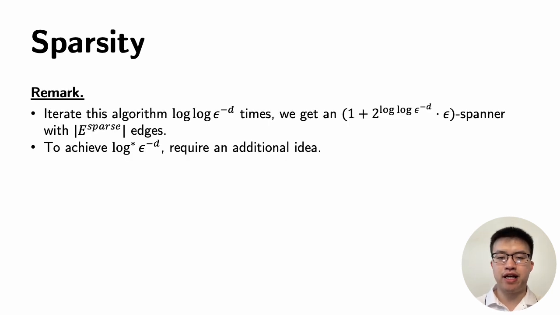If we iterate this algorithm log epsilon to the minus d times, we get a 1 plus 2 to the log epsilon to the minus d times epsilon spanner with optimal number of edges to achieve log star loops, and this will lead to a 1 plus 2 to the log star epsilon to the minus d times epsilon spanner. This requires an additional idea. We refer to our paper for the full algorithms.